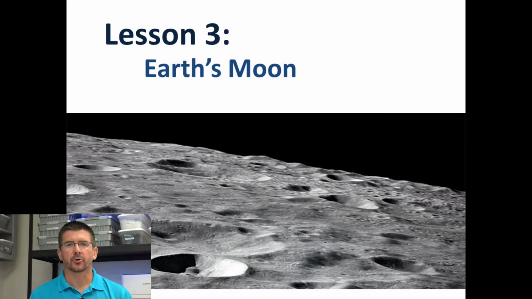For this lesson in our Earth and the Universe unit, we're going to be looking at Earth's moon. Over the next couple lessons, we're going to be talking about different features of Earth's moon, some characteristics that it has that are different from what we have on Earth. And we're going to see how it moves in relationship to the Earth, just like we saw the Earth moves in relationship to the Sun.